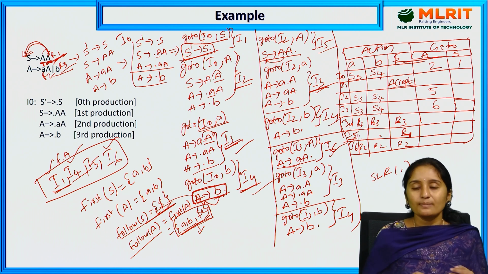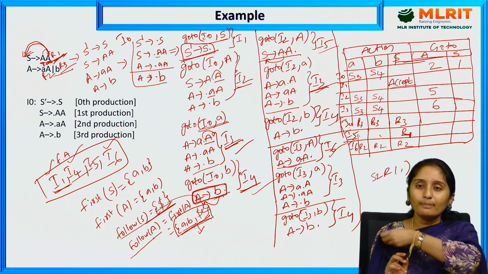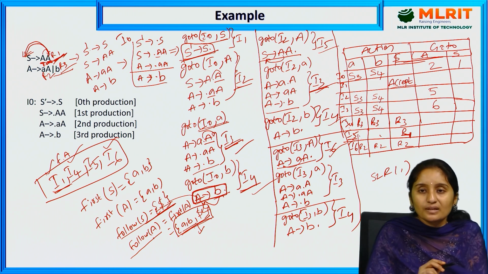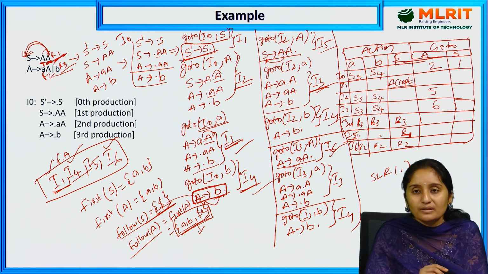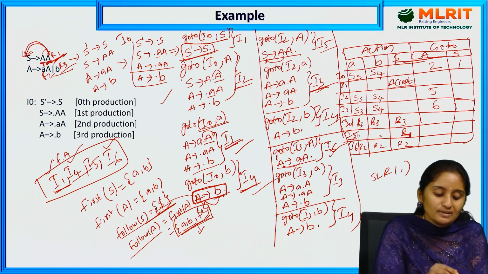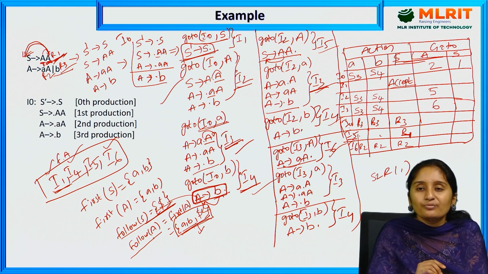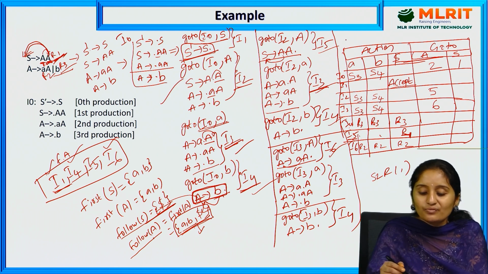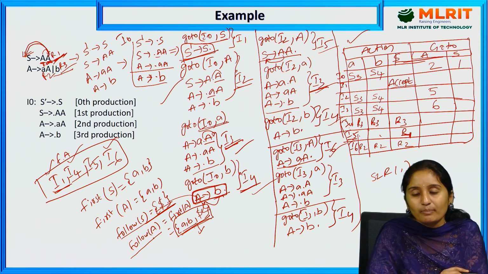So what are the steps we have discussed here for the SLR(1) parsing table? First, we construct the augmented grammar for the given context-free grammar. Then we place the dot before the augmented grammar. Next, we find the canonical list of items. Next, we find the DFA diagram. And next, we construct the SLR(1) parsing table.